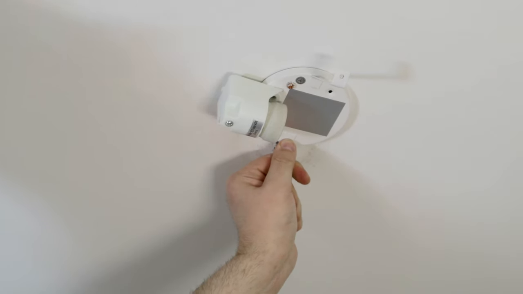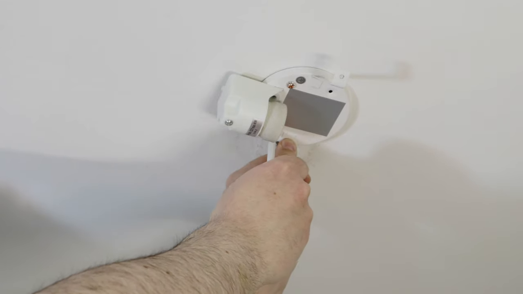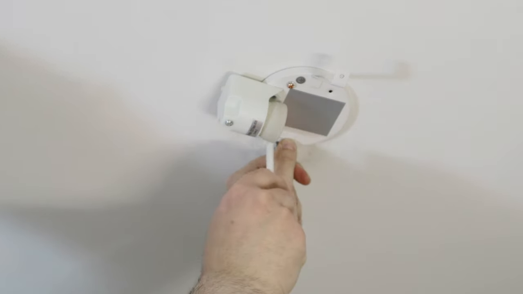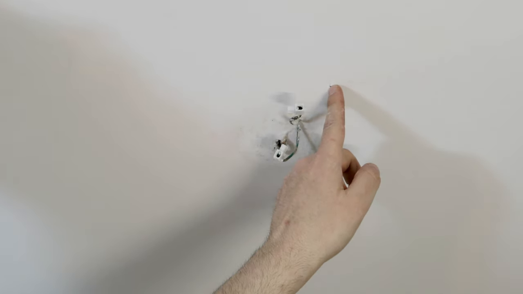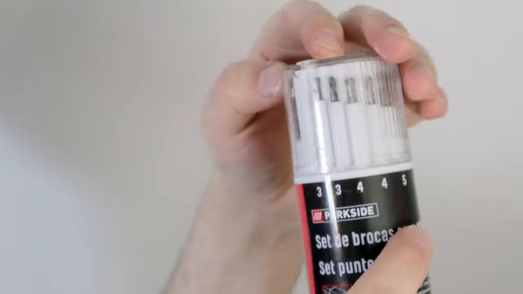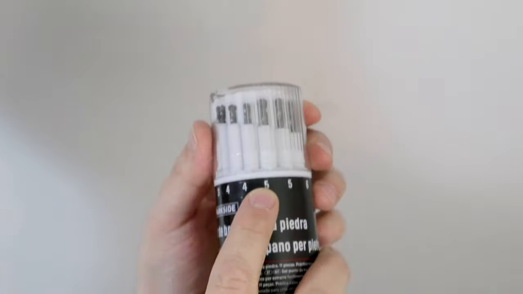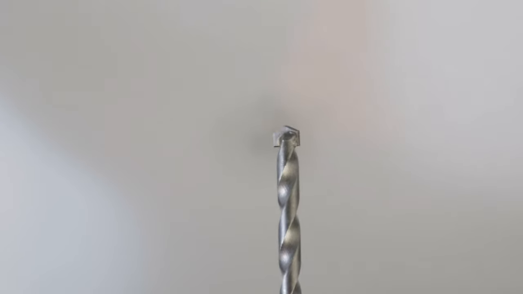Mark with a pencil the points where to make the holes for the supplied anchors that will be used to fix the base of the light fixture to the ceiling. I choose from a set of LIDL Parkside stone drill bits the one of the appropriate size for the dowels, i.e. the 5-point drill, simply by comparing the base of the drill with the diameter of the outer plastic part of the dowel.